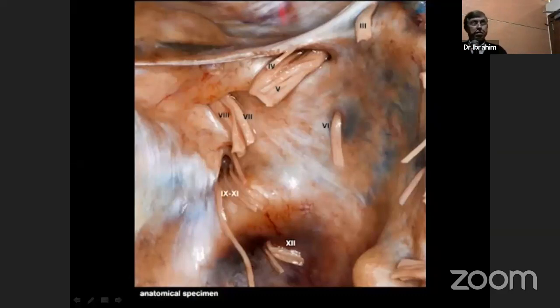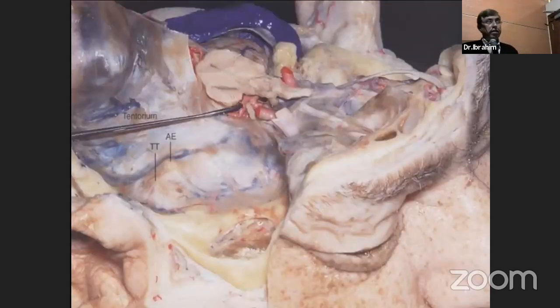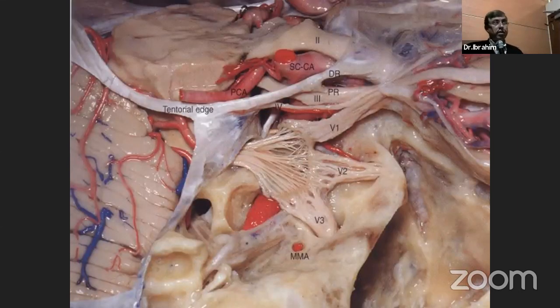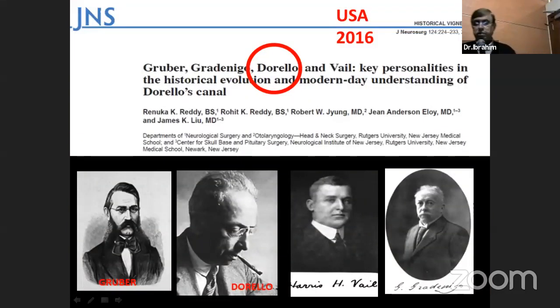Same picture: abducent, trigeminal, 7th and 8th, lower cranial nerves, hypoglossal. Looking at it from the side, you will be working here, in this area where every important structure is: the crus of the midbrain, the arteries, the nerves, and everything. The trigeminal nerve in Meckel's cave. And these people taught us about the anatomy of that area: Gruber, Gardner, and Dorello. They gave us these names that we need to know.